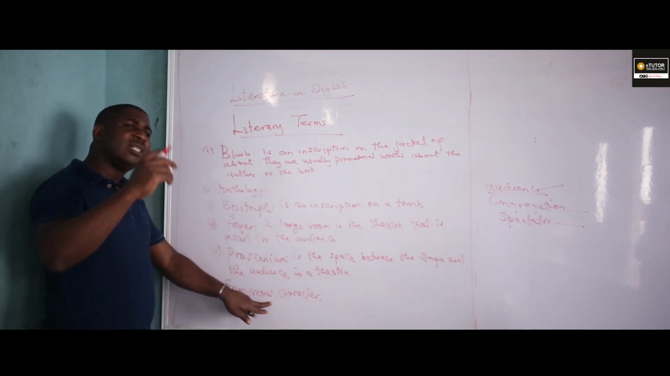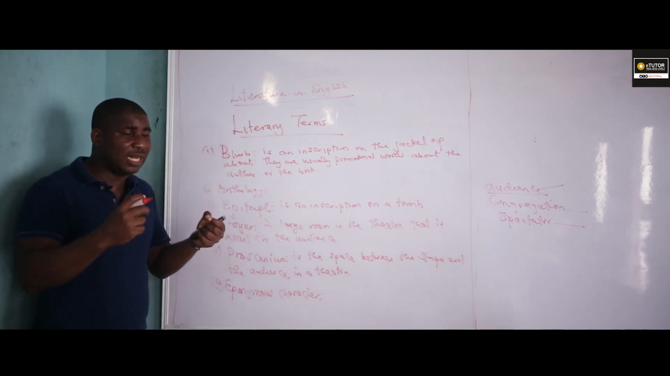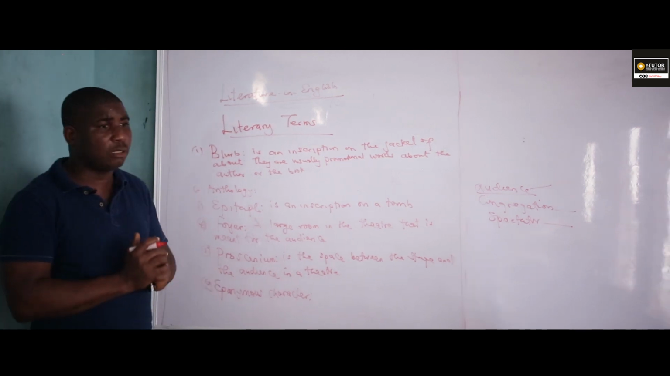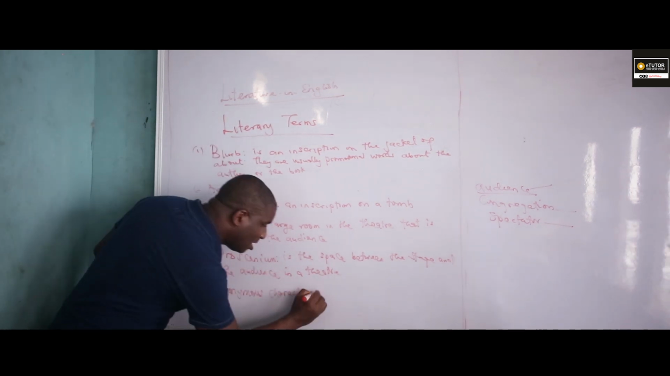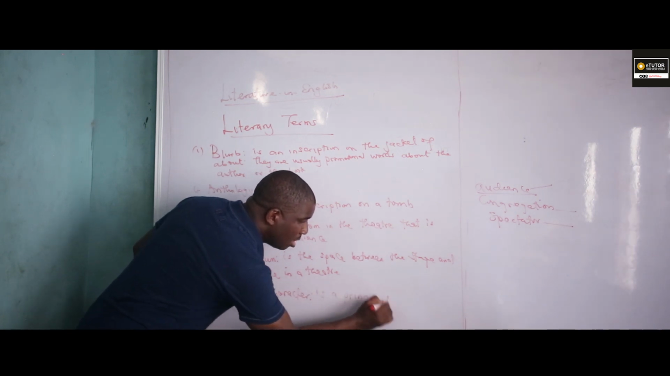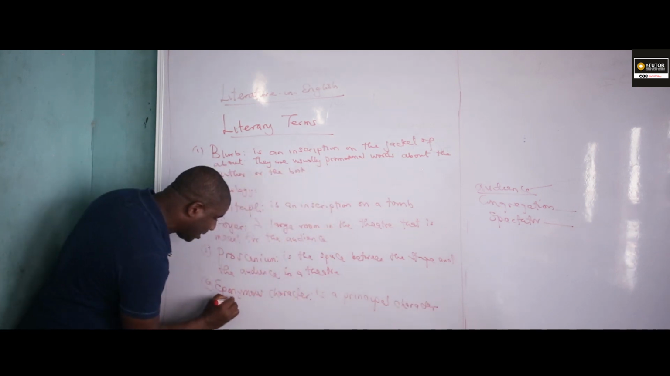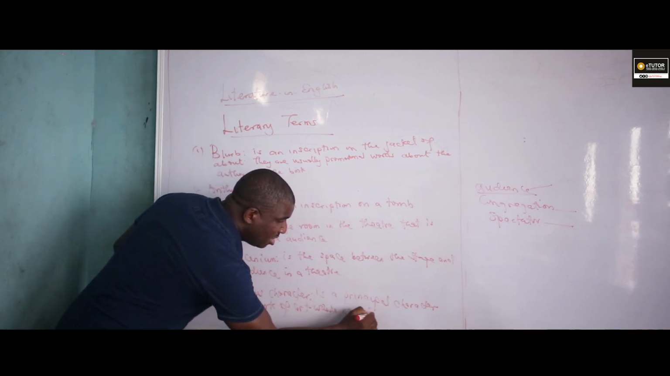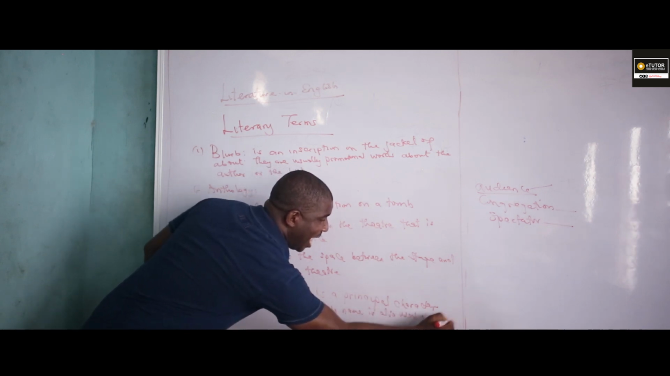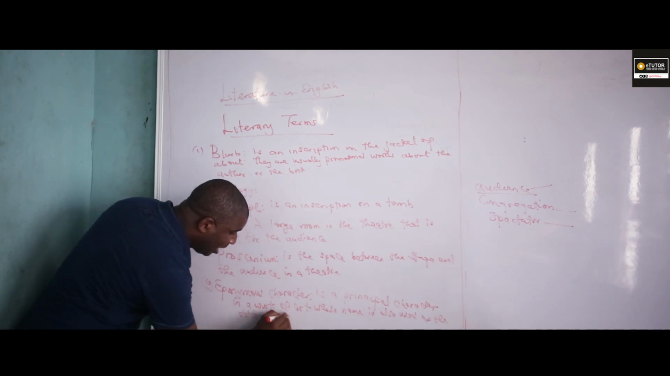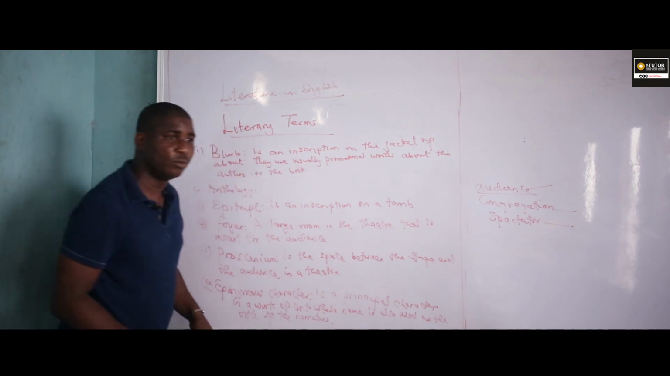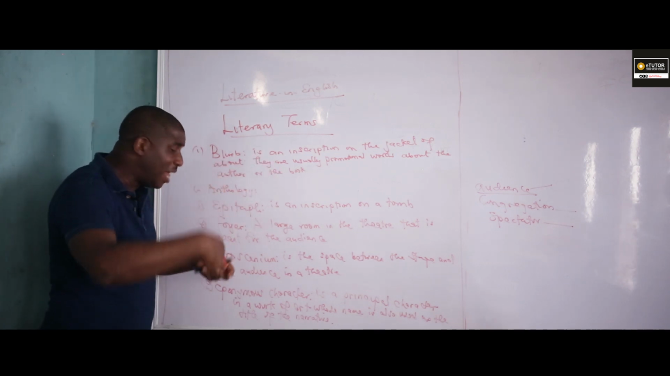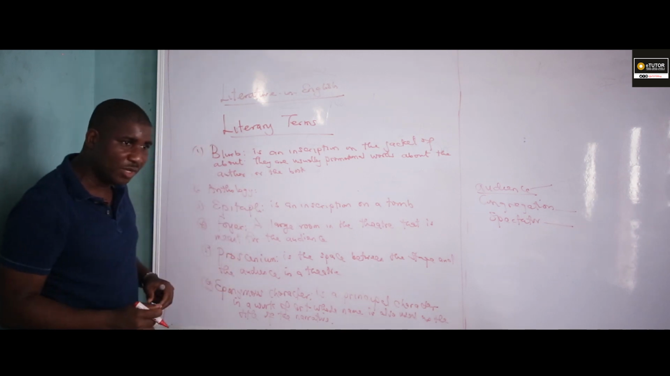Now, eponymous character. An eponymous character is the type of character who is a principal character in a narrative, whose name is also used as the title of the narrative. A good example is Othello. Othello is the principal character. The entire story centers on Othello. However, his name is also used as the title of the narrative. Do I seem to be communicating?